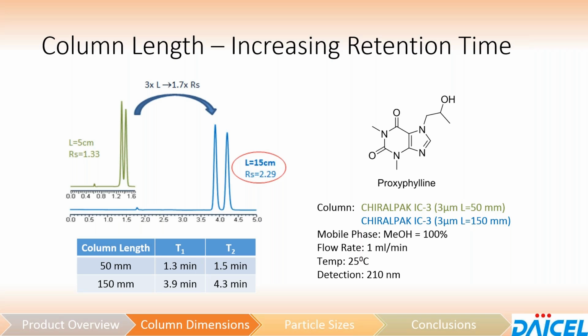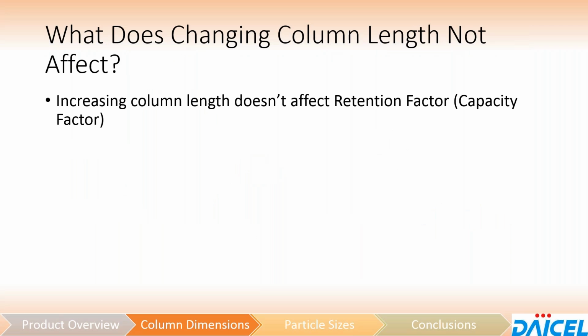So you'll see here for the 50 millimeter length column, T1 is roughly 1.3 minutes and T2 is roughly 1.5 minutes. If you bump it up to the 150, then you do see a straightforward threefold increase in the retention time, slightly off for T2, but again, that's potentially coming from differences in the column packing and the effect that the resolution has on the overall separation.